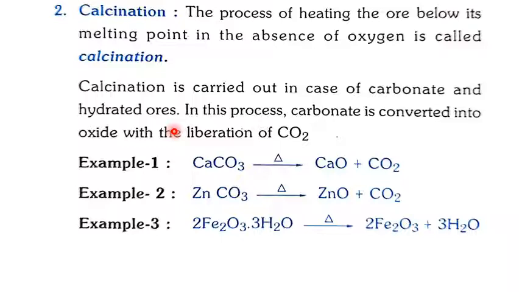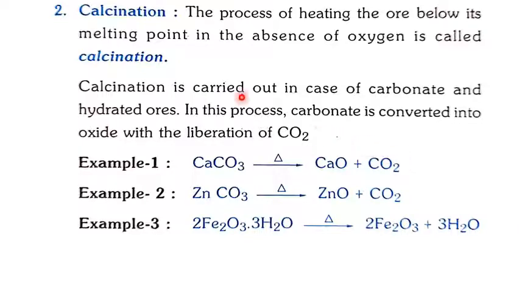In this process, carbonate is converted into oxide with the liberation of CO2. We take calcium carbonate first. This calcium carbonate is heated below its melting point in the absence of oxygen. It is converted to calcium oxide, and carbon dioxide is released.